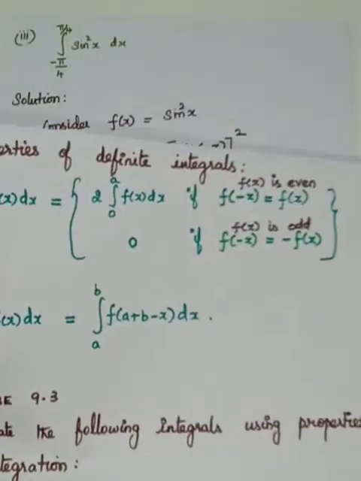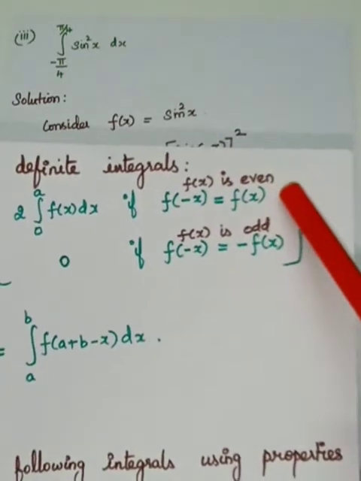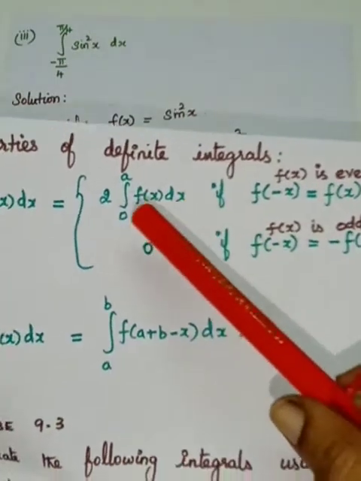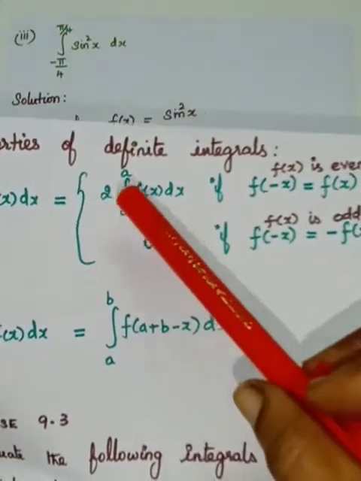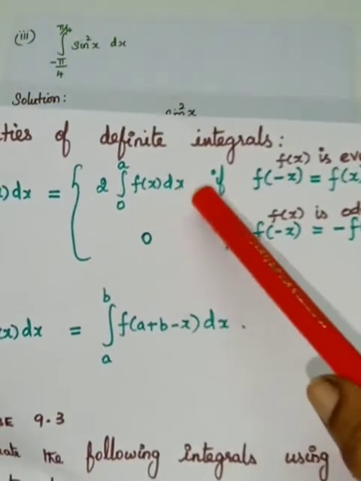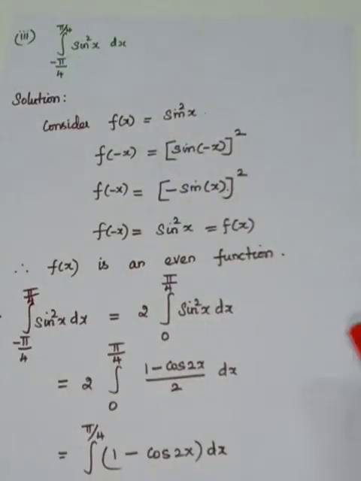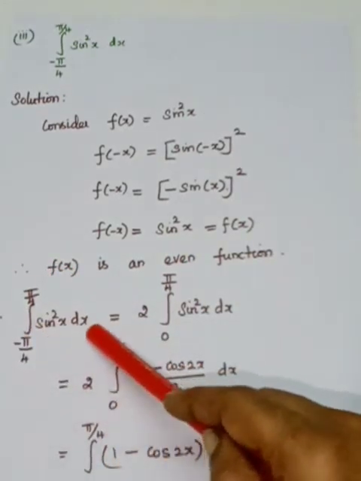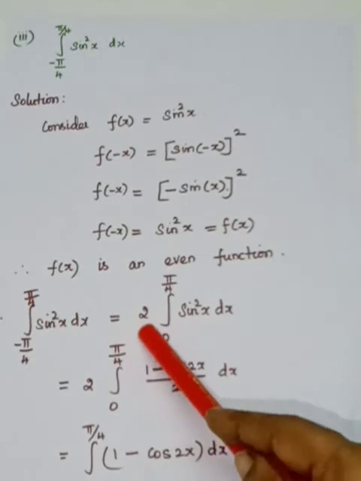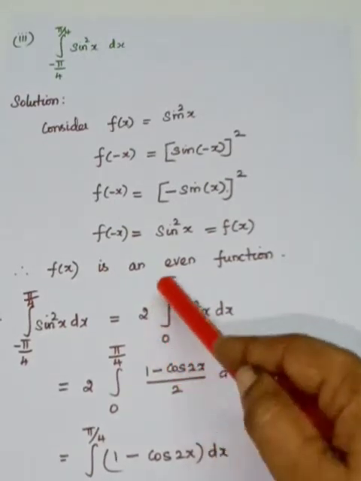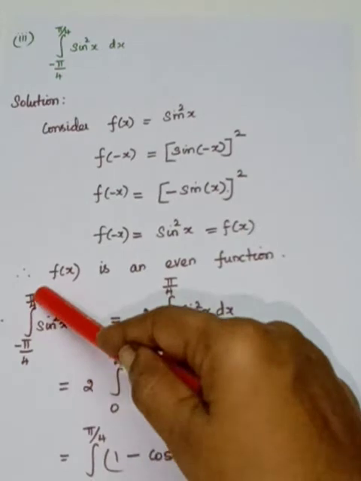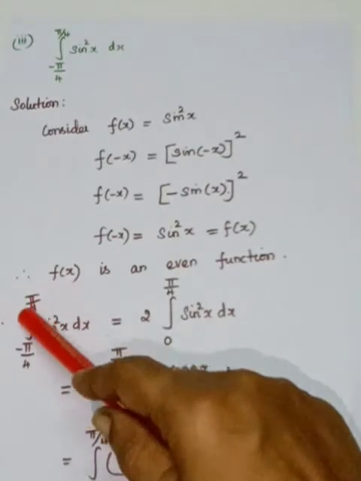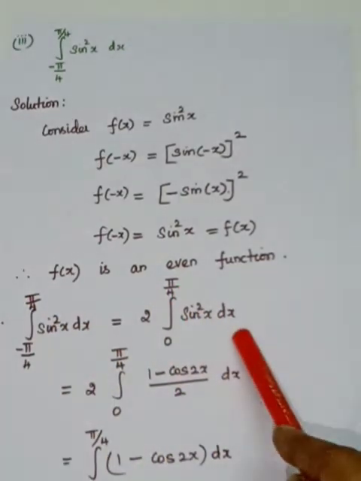You see now the property, if f of x is even, that is f of minus x is equal to f of x, the answer for the integral is 2 into integral 0 to a f of x into dx. So in our problem, your f of x is an even function. Therefore this integral value, minus a to a, can be split as 2 into integral 0 to a. What is your a? Pi by 4 sine squared x into dx.